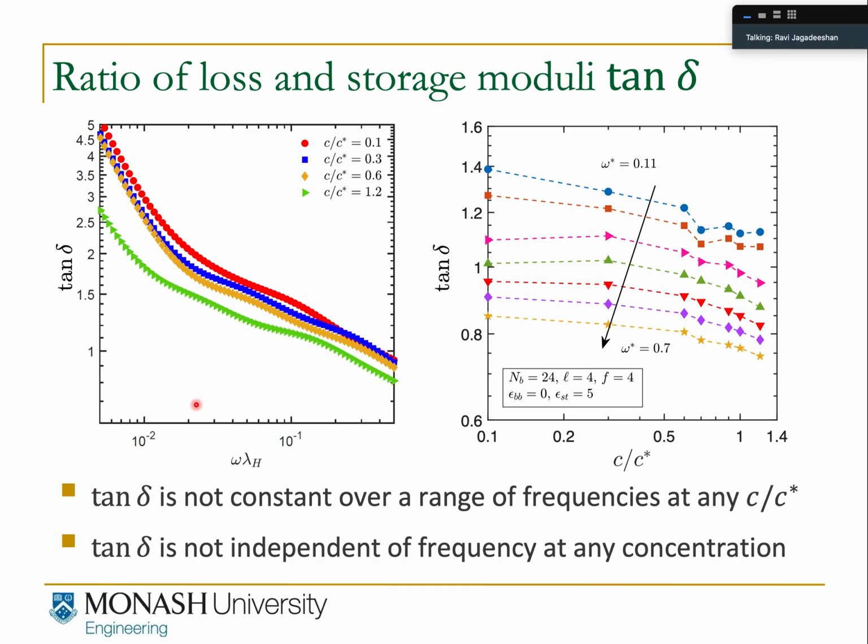Now, if we plot the tan delta, it's clear that there is no range of frequencies at any concentration over which it becomes a constant. And similarly, there is no concentration at which tan delta becomes independent of frequency. So these seem to be suggesting that we are actually simulating a weak gel, and we are definitely not seeing any signs of what is commonly observed for strong gels, right? So the fact that tan delta is decreasing with concentration tells you the system is becoming more elastic, but we certainly are not seeing the signatures that we see in the strong gel experiments.